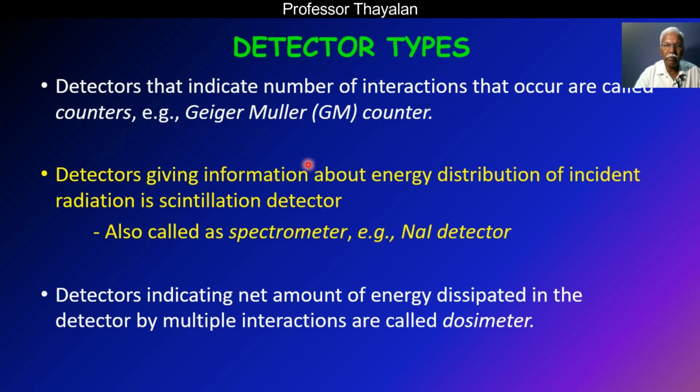Alternatively, detectors giving information about the energy distribution of the radiation are called scintillation detectors. They are also called spectrometers. For example, sodium iodide detector. If you collect energy information, then it is called a scintillation detector or spectrometer. On the other hand, detectors indicating the net amount of energy dissipated in the detector by multiple interactions are called dosimeters. So the amount of energy dissipated by multiple interactions is measured by dosimeters. This is what we mostly use for radiotherapy equipment calibration.